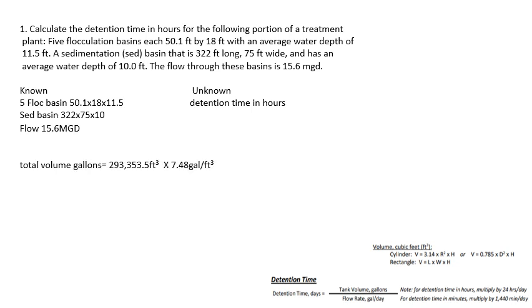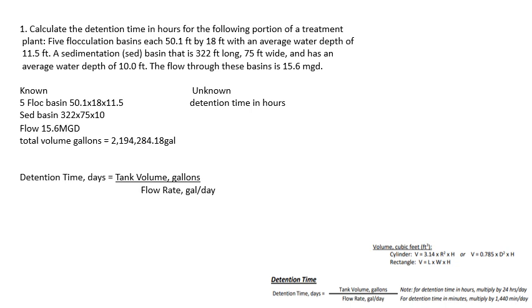If you've already noticed, the formula for detention time is in gallons, so we must convert the cubic feet to gallons. So we take the total volume, 293,353.5 cubic feet, times 7.48 gallons per cubic foot. Cubic feet will cancel out. Your total volume is 2,194,284.18 gallons.